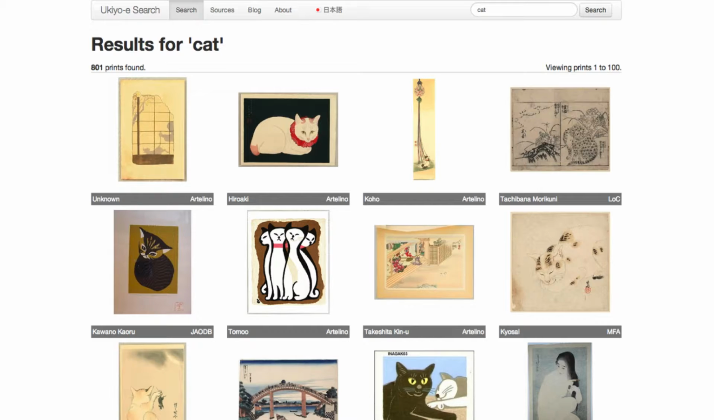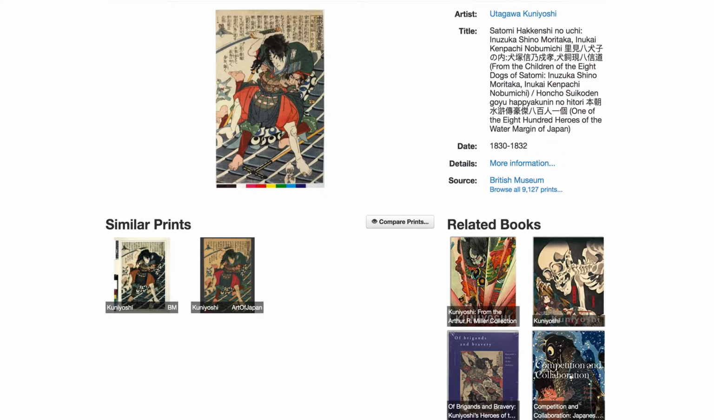Now, if you were to click on one of these individual prints, you would probably see something like this, where you can see the print that you're looking at, and then additionally information about the artist, the title of the print, the date in which it was created. All this information is coming from the institution who cataloged it, in this case, the British Museum. Additionally, you can see some images of some similar prints. So you can see the British Museum actually has 2 copies of this print, and there's another impression that came from a dealer.